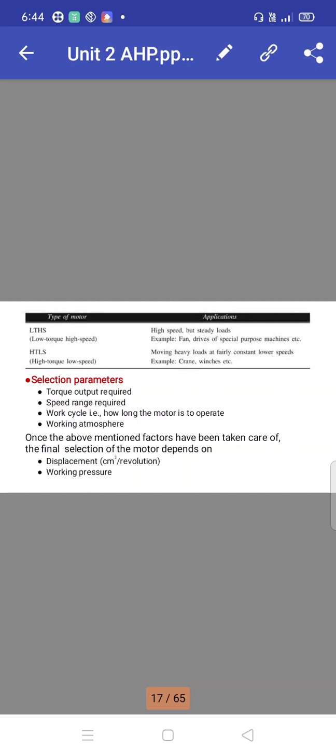The selection parameters for this kind of motors: torque output required, speed range required, work cycle, how long the motor is to operate, working atmosphere. Once the above mentioned factors have been taken care of, the final selection of the motor depends on displacement and working pressure. Thank you.